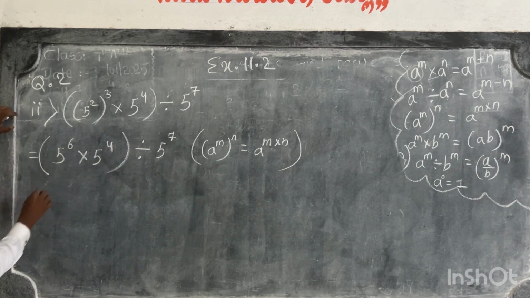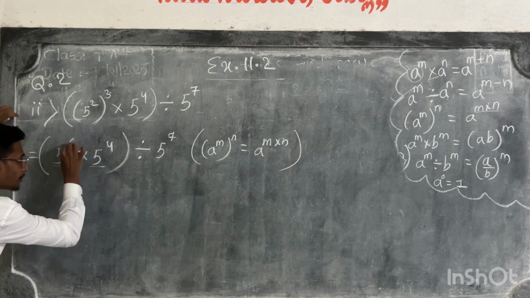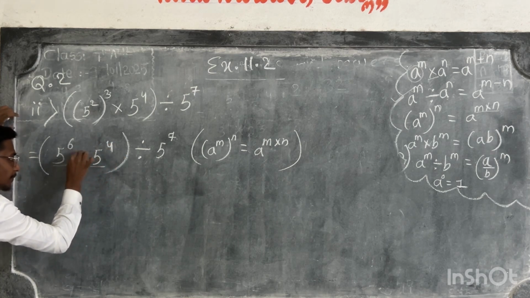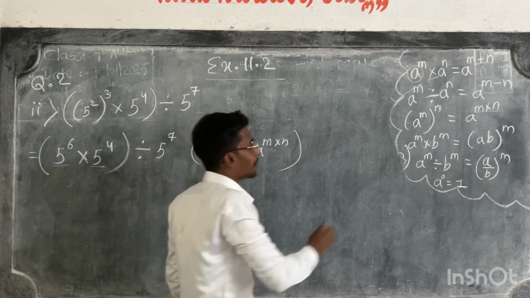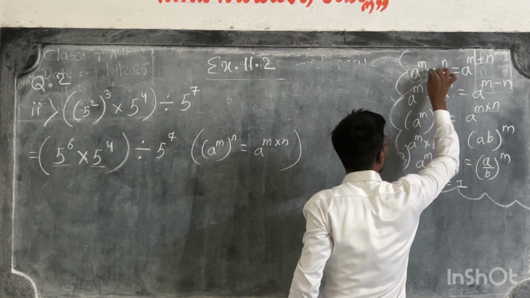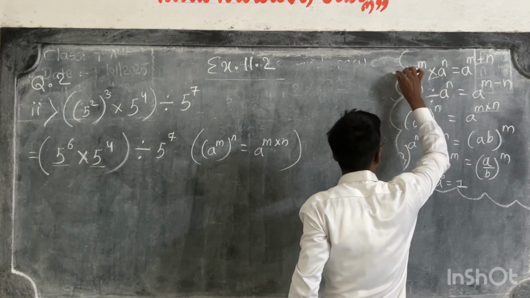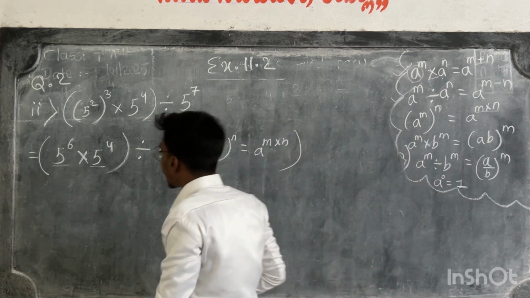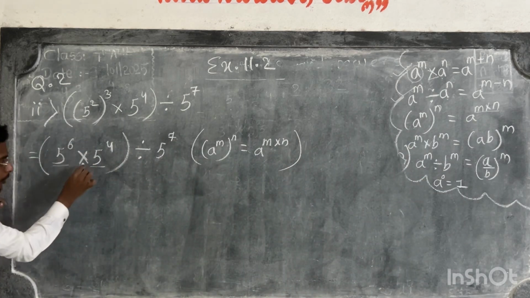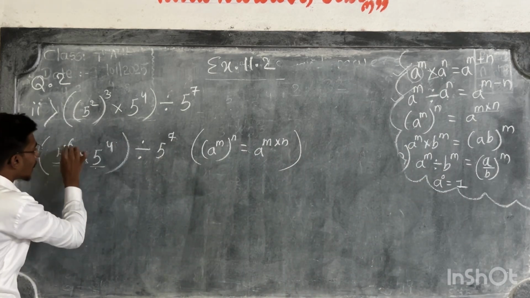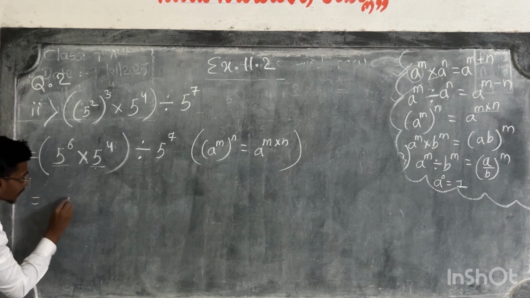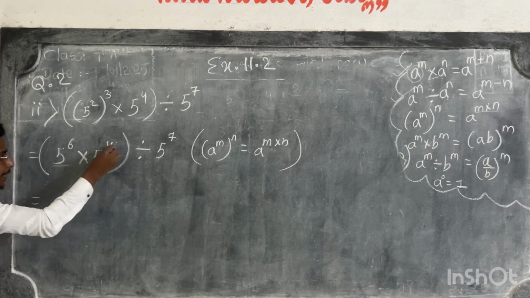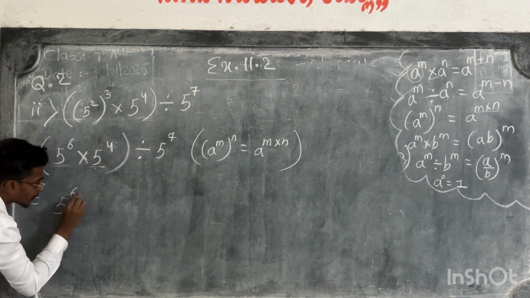So you can see the base is same and the power is different and both are in multiplication. When the base is same, the power is different and both are in multiplication, we have to use this identity: a to the power m into a to the power n. We have to add both the powers here, m plus n, that means 6 plus 4.